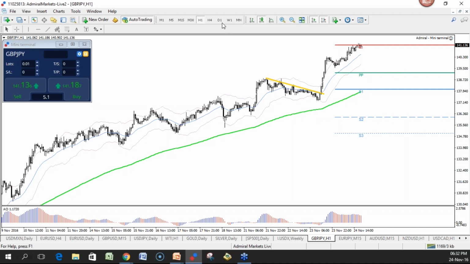So basically, I do the analysis. Do I like the pair? Yes. Then I look for the decision zones. And I don't trade it until I get price at my decision zone.